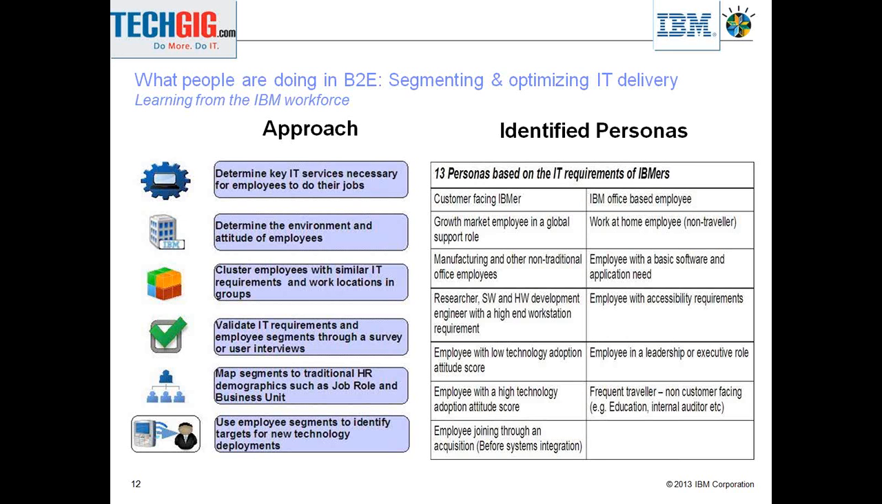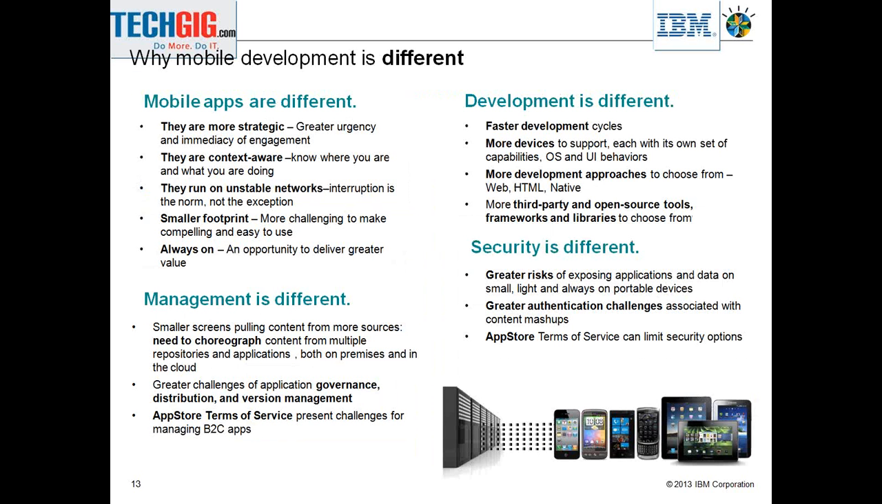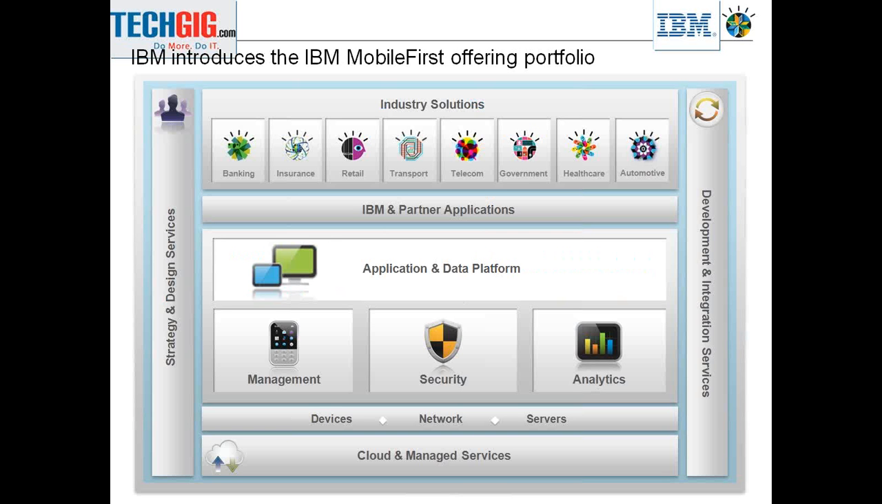We have why mobile development is different. Mobile apps are different. They are more strategic, have greater urgency, are context aware, run on unstable networks, have a smaller footprint, and are always on. Right? So their development is different, security is different, and management is different. Many different things need to be considered for mobile development compared to traditional application development. IBM introduces the IBM MobileFirst offering.